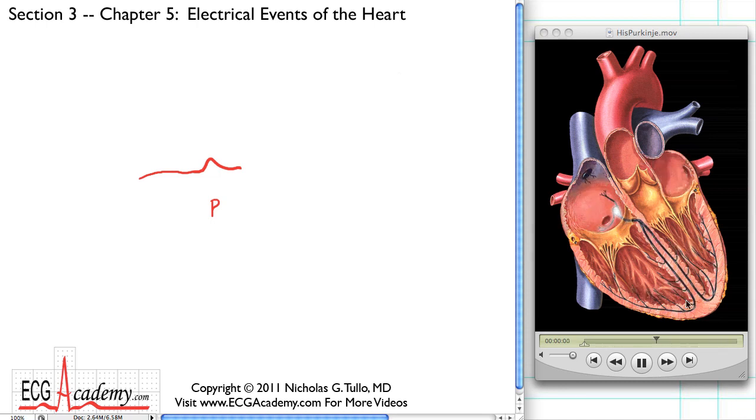Now, can we see this on the surface ECG? The answer is no. We don't really see AV node conduction, and we don't see Purkinje system conduction. We can record it from the inside, and if anyone's ever heard of a His bundle electrogram, that is a technique where we can put a wire into the heart and record the electrical activity of the AV node in the bundle of His directly.